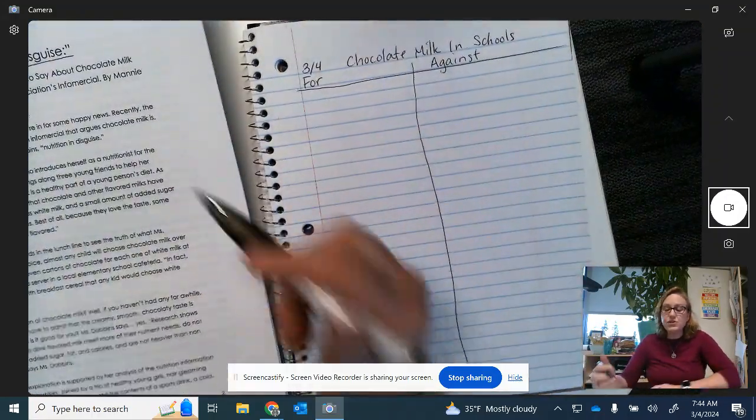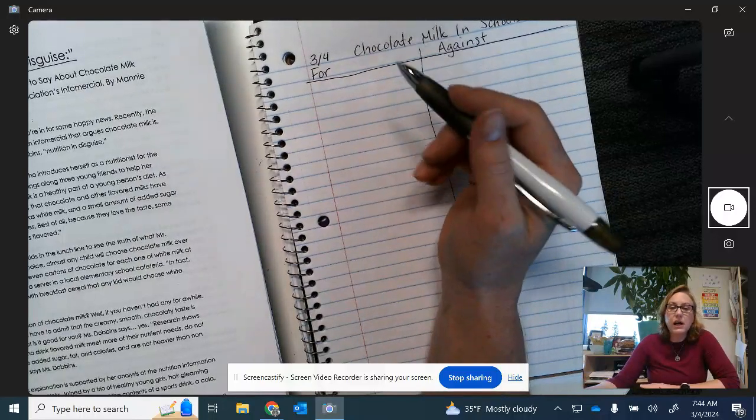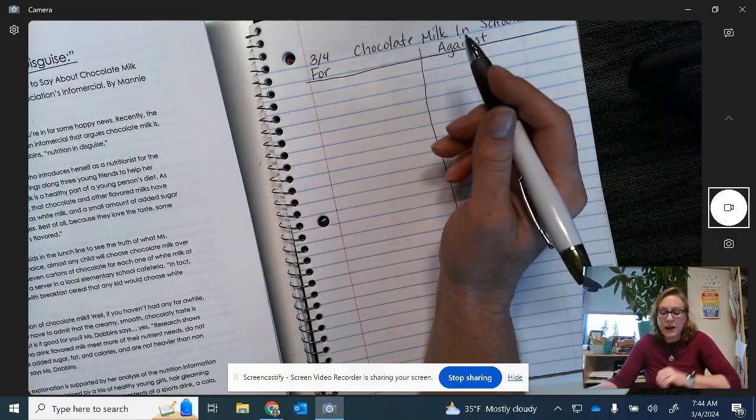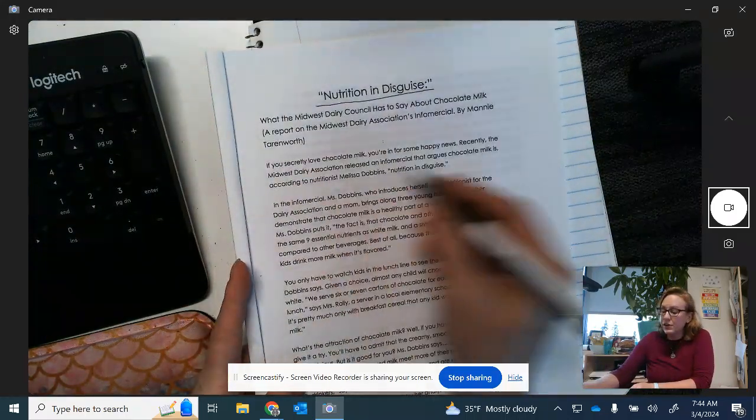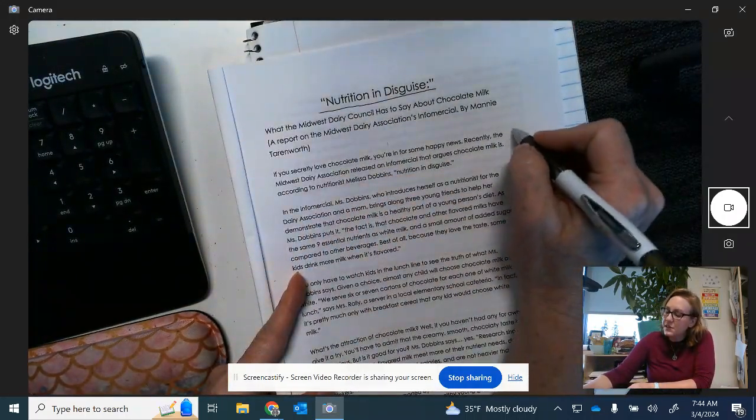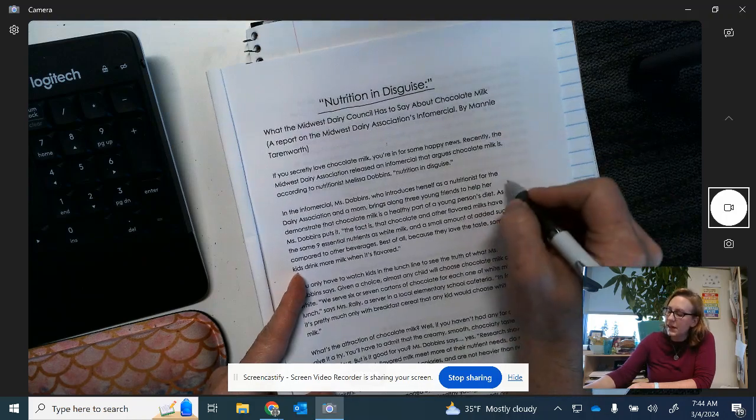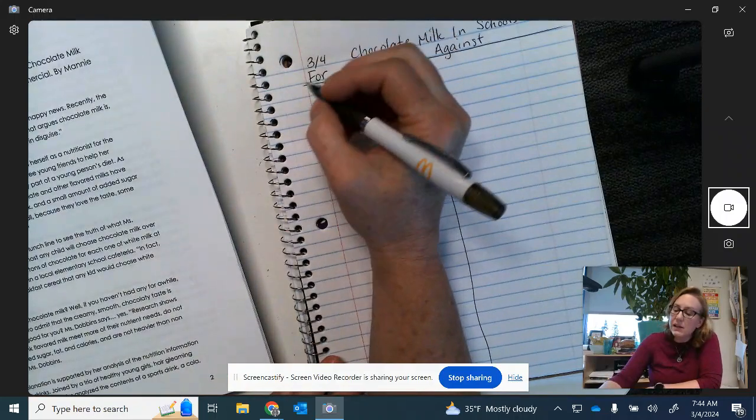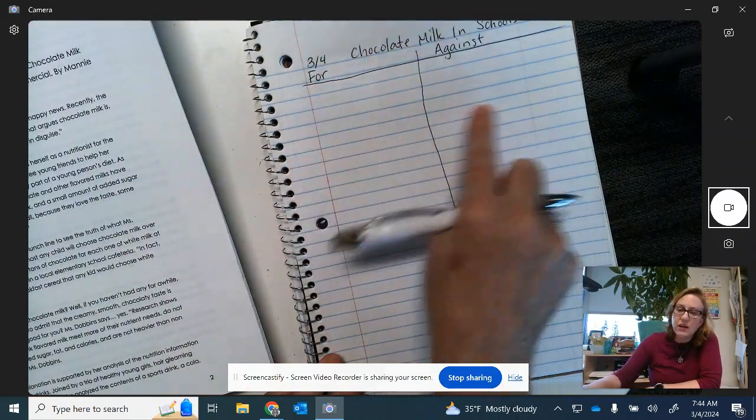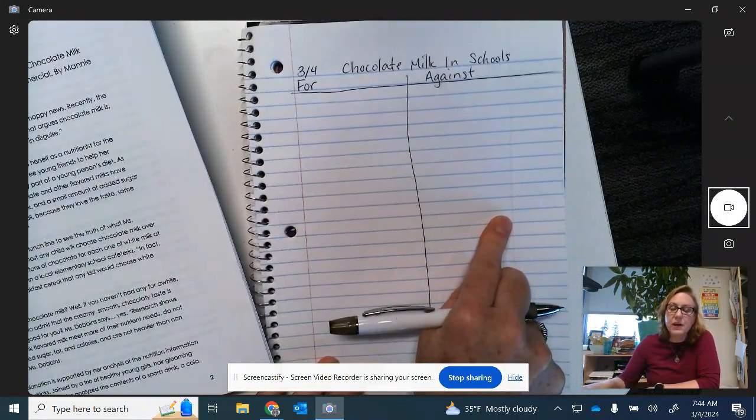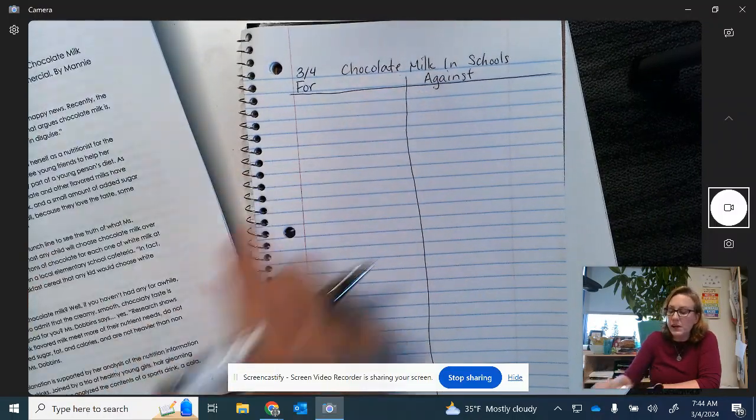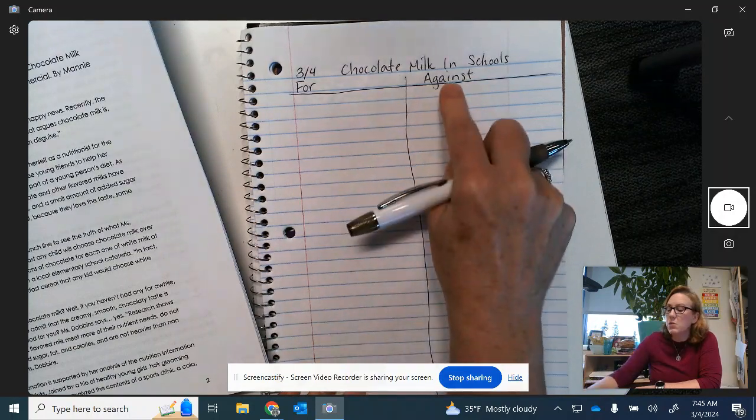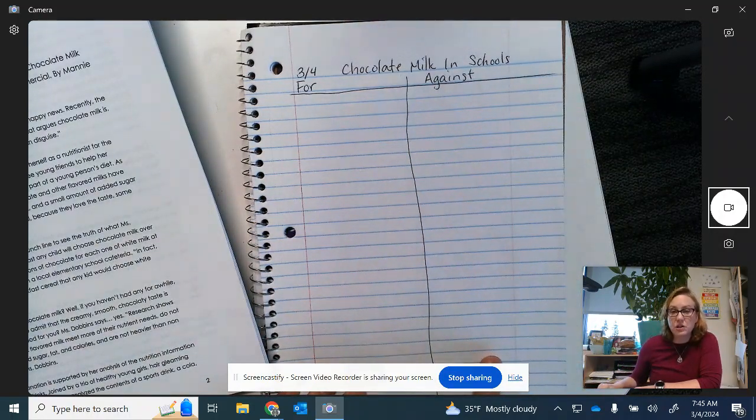So what you're going to do is read it all the way through and really understand what it's saying. Then you're going to go back and you can write on your copy. You can underline and say this is for and write an F for it, and this is against and write an A, or however you want to organize it. But then I want at least 3 things in each category in your writing notebook that you've pulled out of here. What are some reasons to have chocolate milk in schools? And what are some reasons to not have chocolate milk in schools?